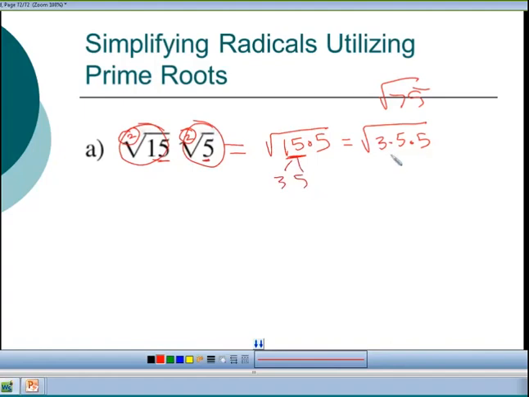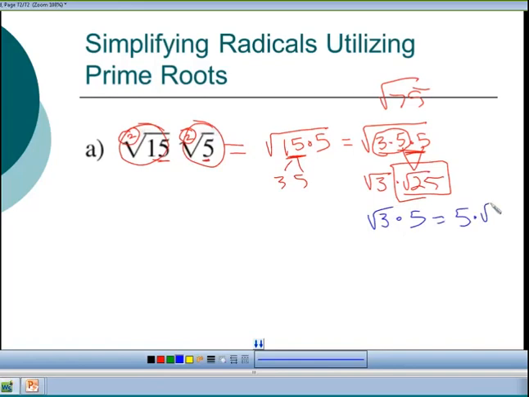The reason why I'm doing this is because now I can reorder the product. I can actually reorder the product to be the square root of 3 times the square root of 25. So hopefully you see what I did there is I just broke down my prime factors. This 3 times 5 is still 15, but if I rearrange it, I can make the 5 times the 5 be square root of 25. Now what I just did was very useful because the square root of 25 is 5 times the square root of 3. So this whole thing can turn out to be 5 times the square root of 3.